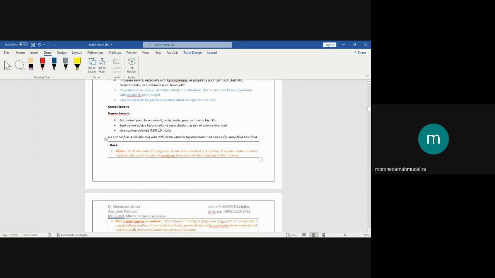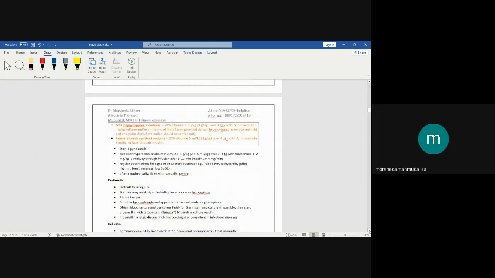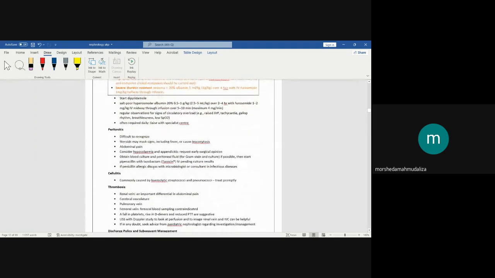When you identify it, you have to give a shock dose, that means 0.9% sodium chloride. But if you have albumin 4.5%, you will give 20 ml per kg over 30 to 60 minutes. If further required, you will discuss with PICU, even the pediatric nephrologist, PICU giving further bolus. But if mild hypovolemia, you give 20% albumin with furosemide support. Why? Because we are always thinking of volume overload.